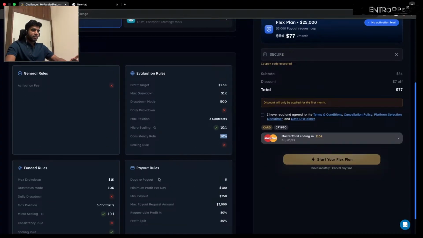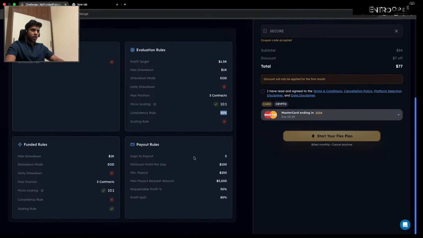Now there is this payout rule section. So days to payout is like 5 days. Once you have passed the eval account, once you've got the new simulated funded account, how can you get a payout in simulated funded account? You have to make 5 profit days, and each day you should at least make $100. So there should be a minimum of 5 days of profit. MFFU calls it a winning day, and a winning day is defined by minimum $100 profit.